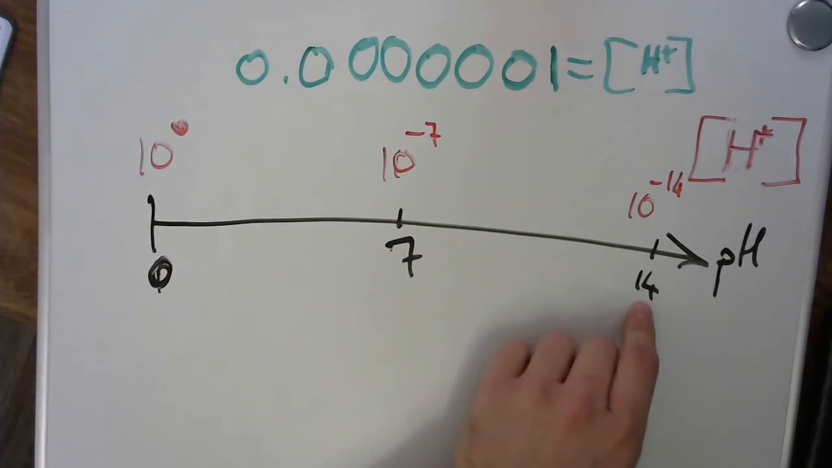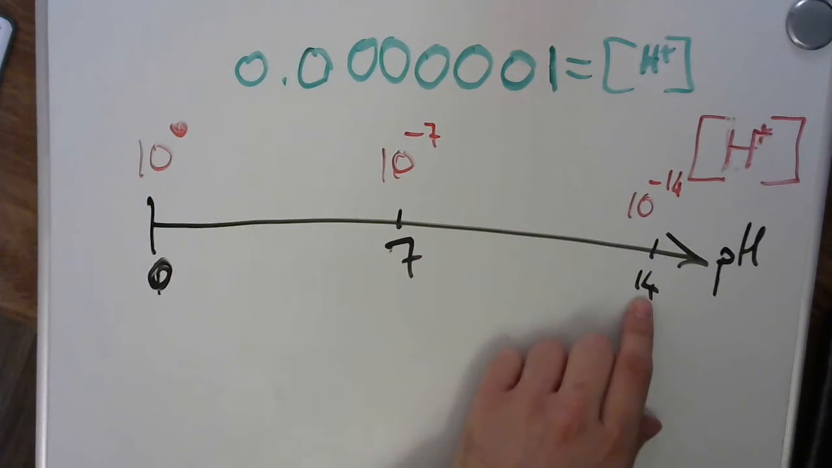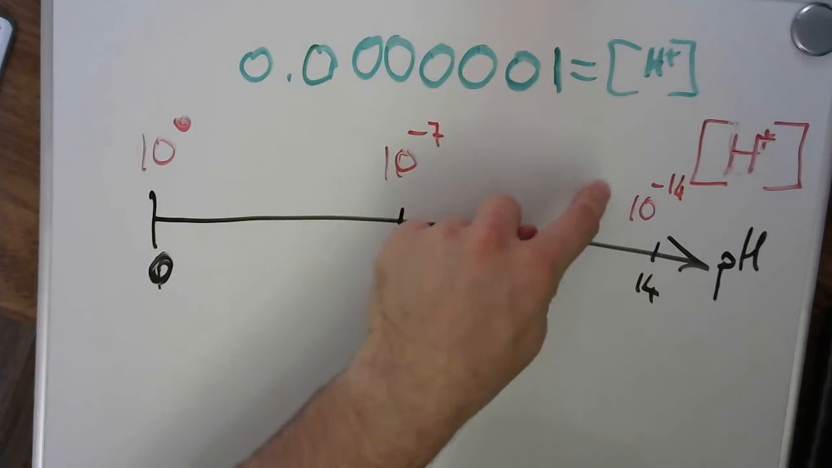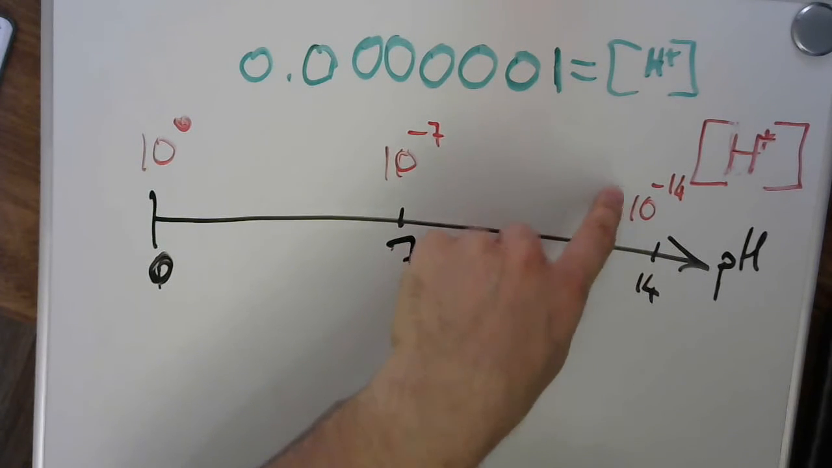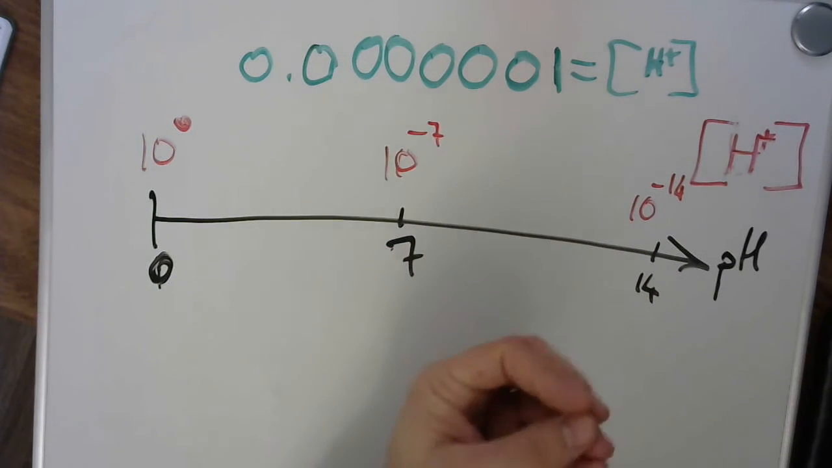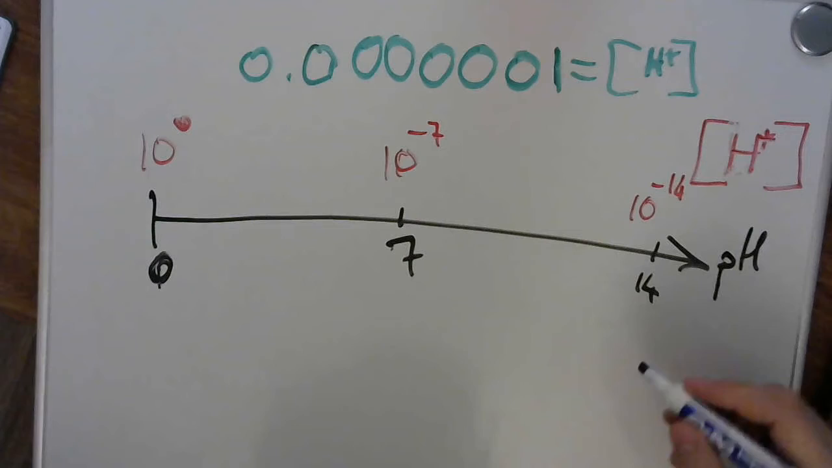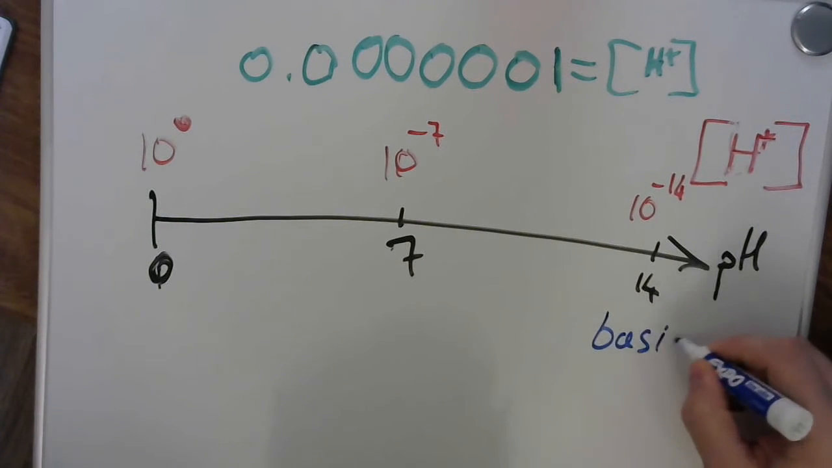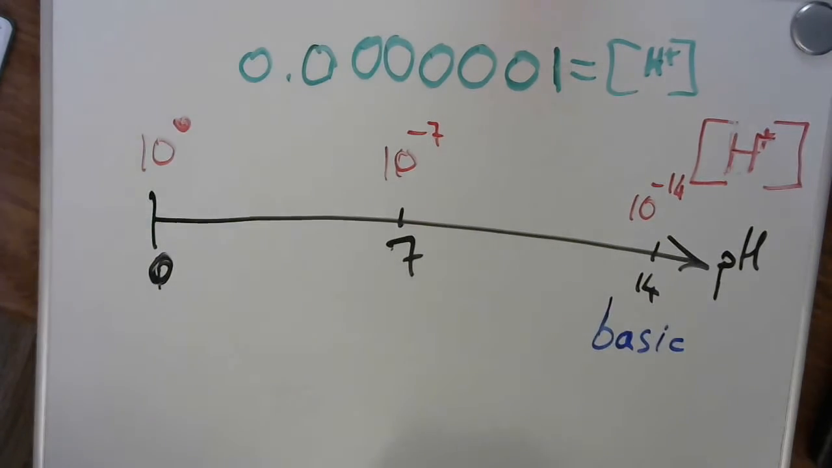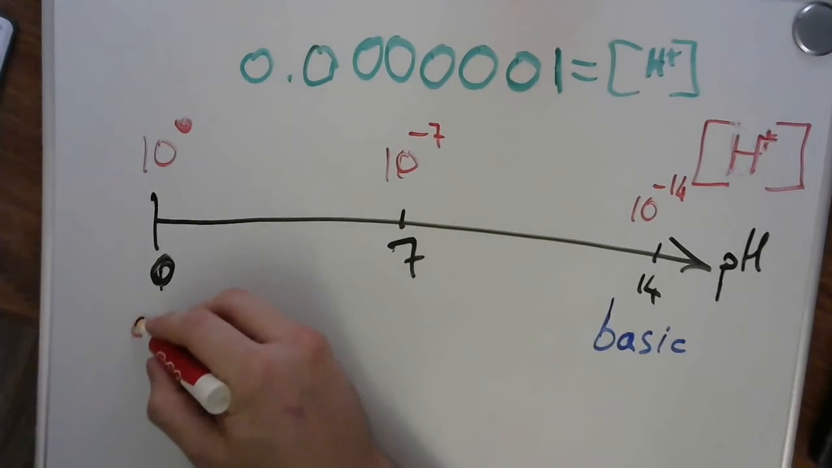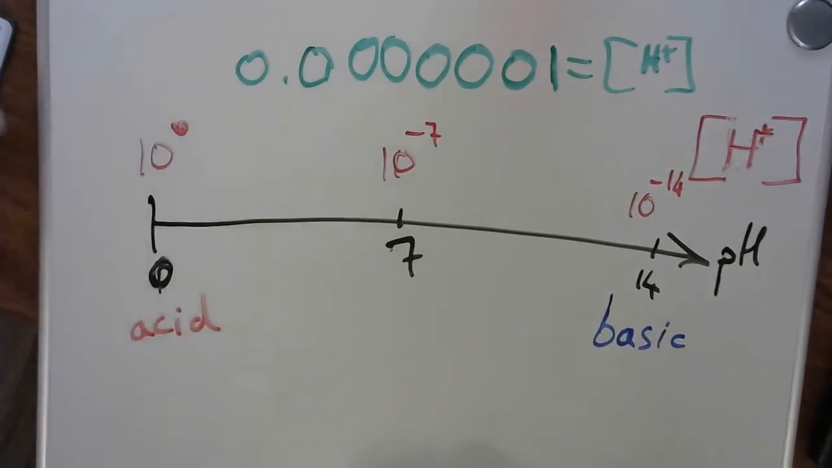So the bigger the number, up to 14, the lower the concentration of protons. And pH is a measure of concentration of protons. Acidity is a measure of concentration of protons. That means a basic solution is one in which protons are lowly concentrated, and an acidic solution is one in which protons are highly concentrated.